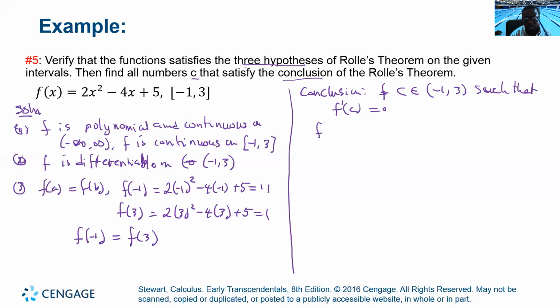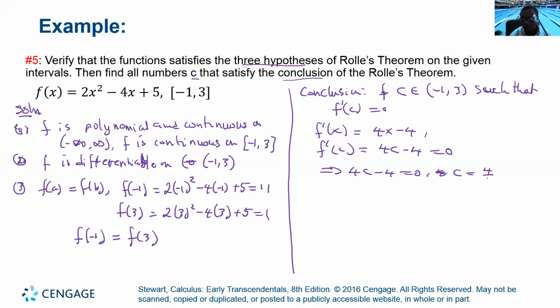So first, what is f prime of x? This will give us 4x minus 4. Then f prime at c is 4c minus 4. Now you set this to 0. That means we have 4c minus 4 equal to 0. So c is equal to 4 over 4, which is 1.